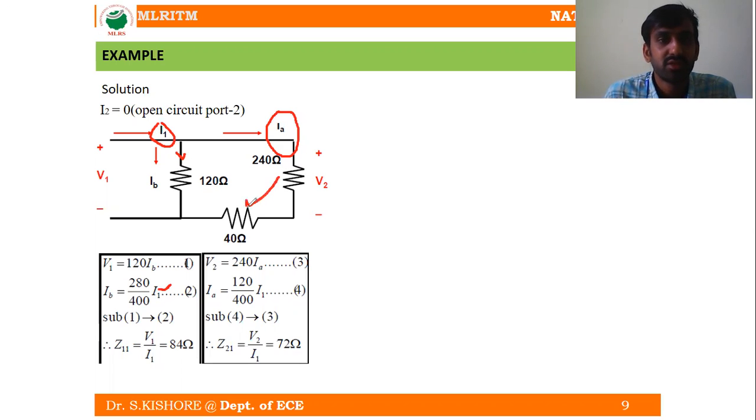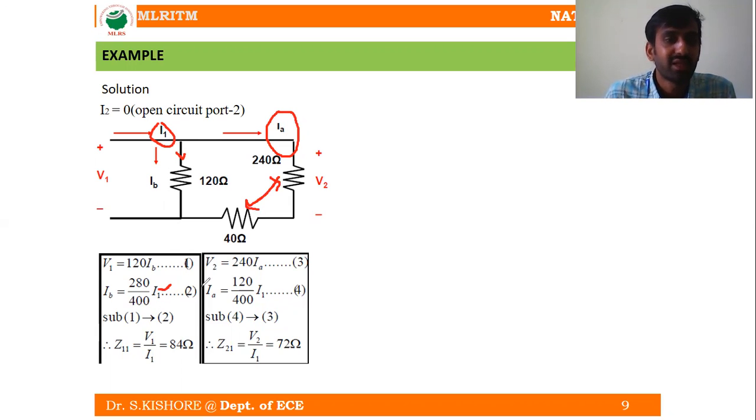These two are in series. So the series combination of these two resistances is going to be our opposite resistance. So 240 plus 40 is going to be 280, divided by the sum of the total resistances. 280 plus 120 is going to become 400. So opposite resistance divided by the sum of the resistances: 280 divided by 400 into I1, the source current I1.